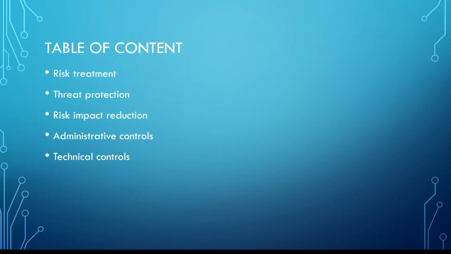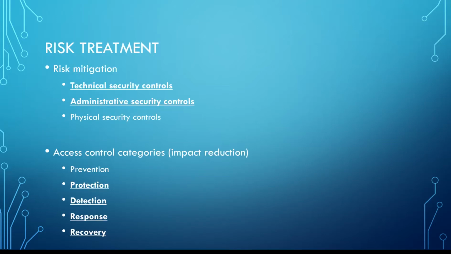So what we're going to talk about is risk treatment, threat protection, risk impact reduction, administrative controls, and technical controls. For the risk treatment, we're going to talk about technical security controls and administrative security controls in order to mitigate the risk. And for the access control categories, which are going to help us to reduce the impact, we're going to talk about protection, detection, response, and recovery.